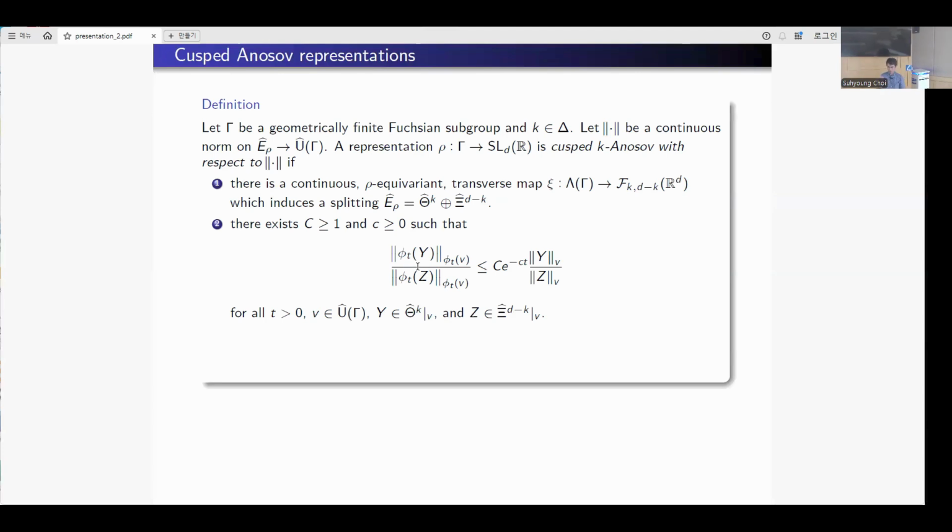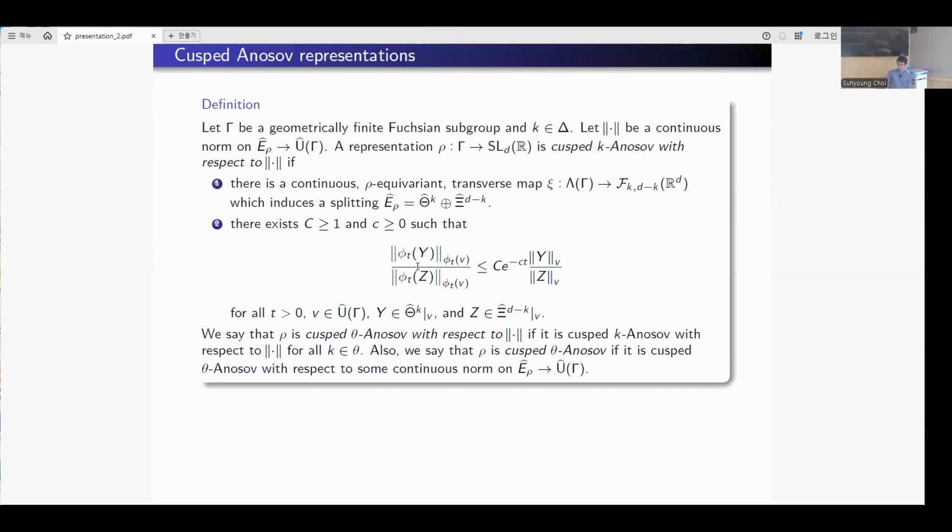Cusp P_k north-south with respect to a certain norm. Then I say that a representation is Theta north-south with respect to the norm if it's cusp P_k north-south with respect to the norm for every k in Theta. And also I say that a representation rho is cusp Theta north-south if it is cusp Theta north-south with respect to some continuous norm on E rho hat over U hat Gamma. So I'm already 2 minutes over time, so at least I got to the definition, and we can continue next time.